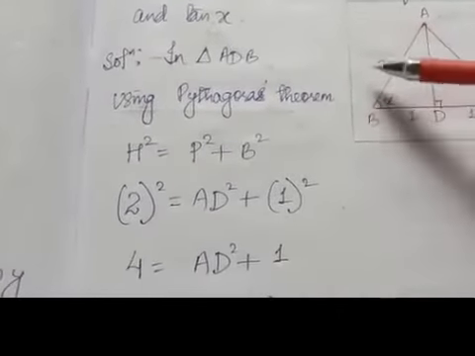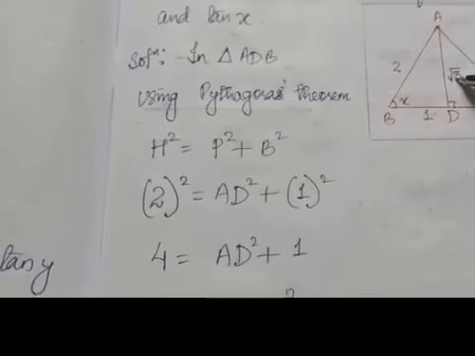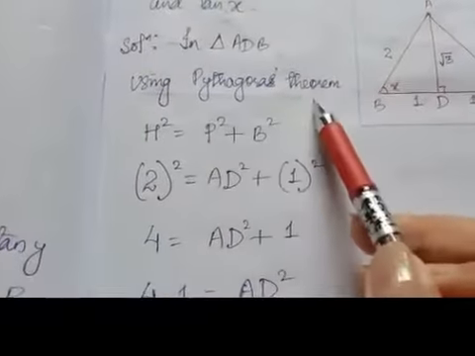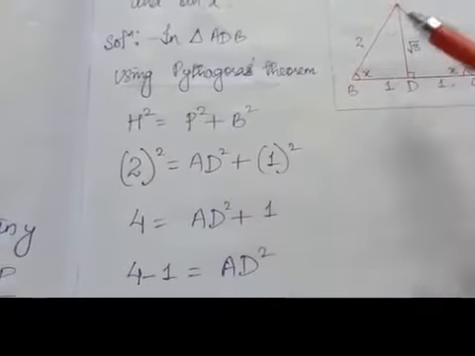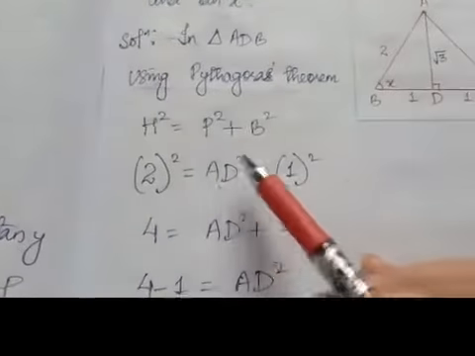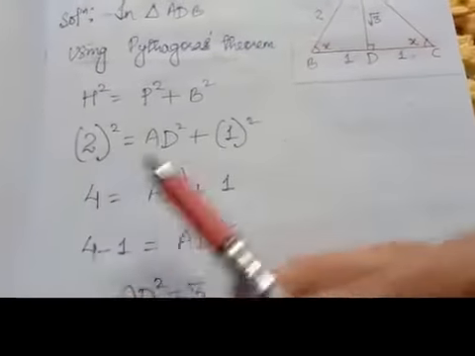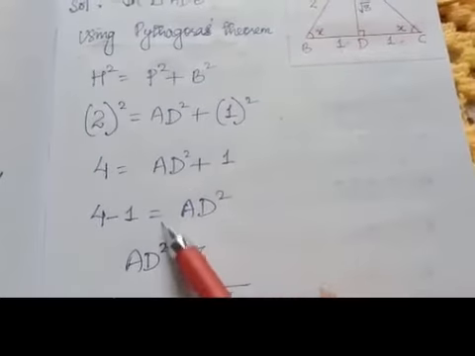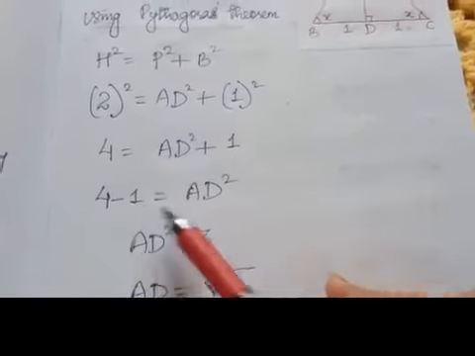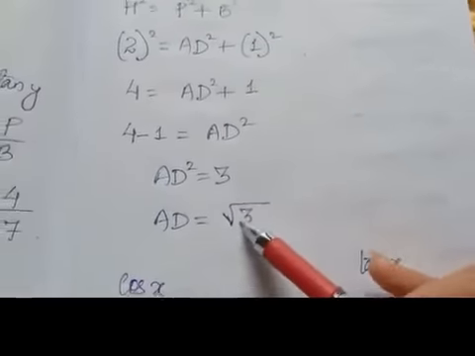And in this triangle we have hypotenuse and base. We don't have perpendicular. To find perpendicular we will use Pythagoras theorem. H square is equal to p square plus b square. H is 2 and perpendicular is AD, square, plus base is 1 square. So 2 square is 4, AD square plus 1. Now 4 minus 1 is equal to AD square. 4 minus 1 is 3. So AD square is equal to 3. AD is equal to root 3.